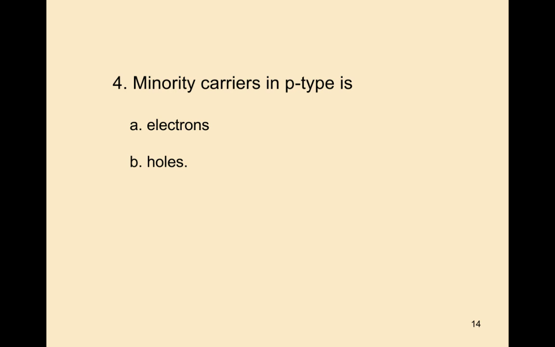So what are the majority carriers in n-type? Electrons. What are the majority carriers in p-type? Holes. What are the minority carriers in n-type? Holes. Minority charge carriers for p-type? Electrons. So these are four questions related to today's topic.